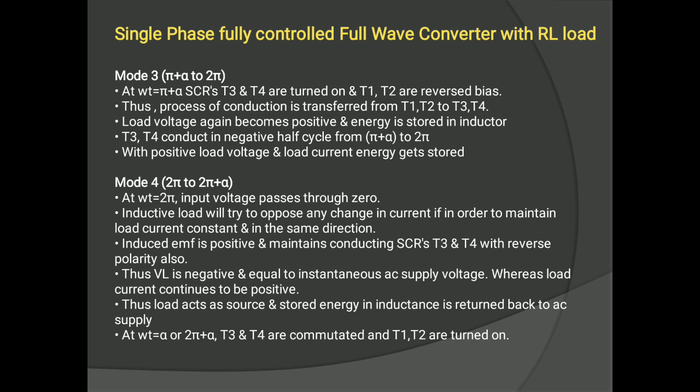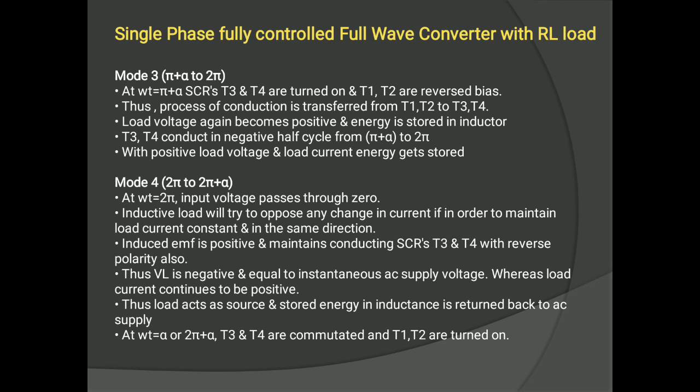Now mode 3, pi plus alpha to 2 pi. At omega t equals pi plus alpha, T3 and T4 are turned on and T1 and T2 are reverse biased. Load voltage again becomes positive and energy is again stored in the inductor. So T3 and T4 conduct in the negative half cycle from pi plus alpha to 2 pi. With positive load voltage and load current, energy gets stored.